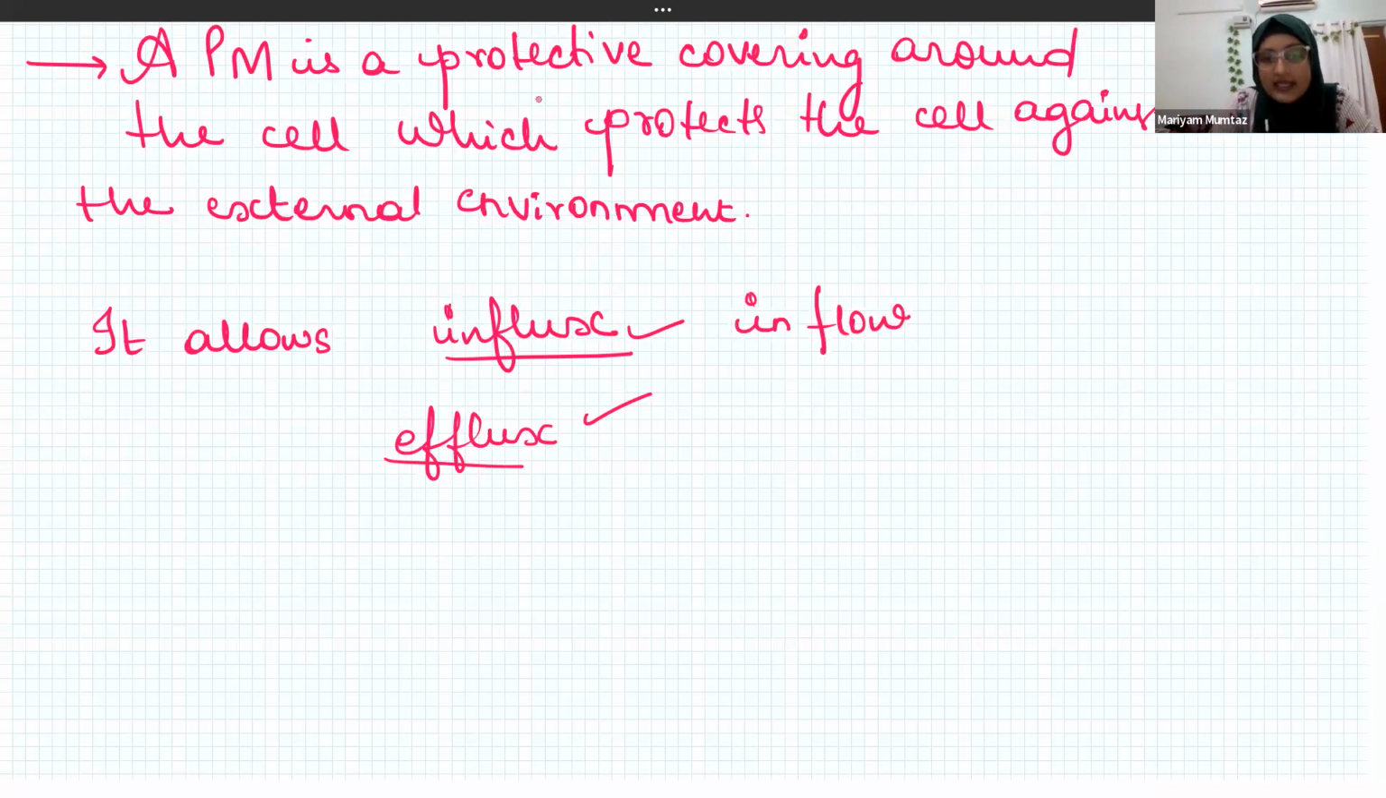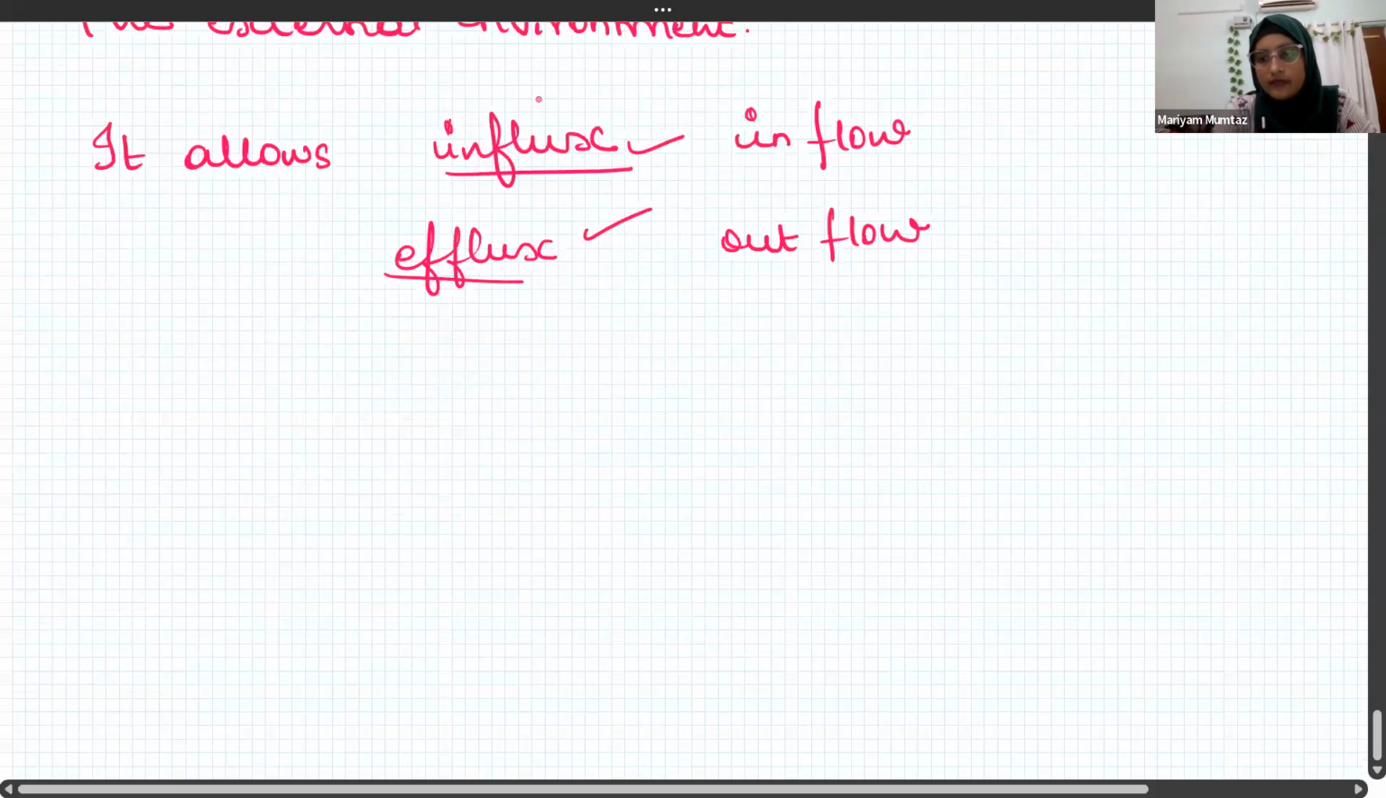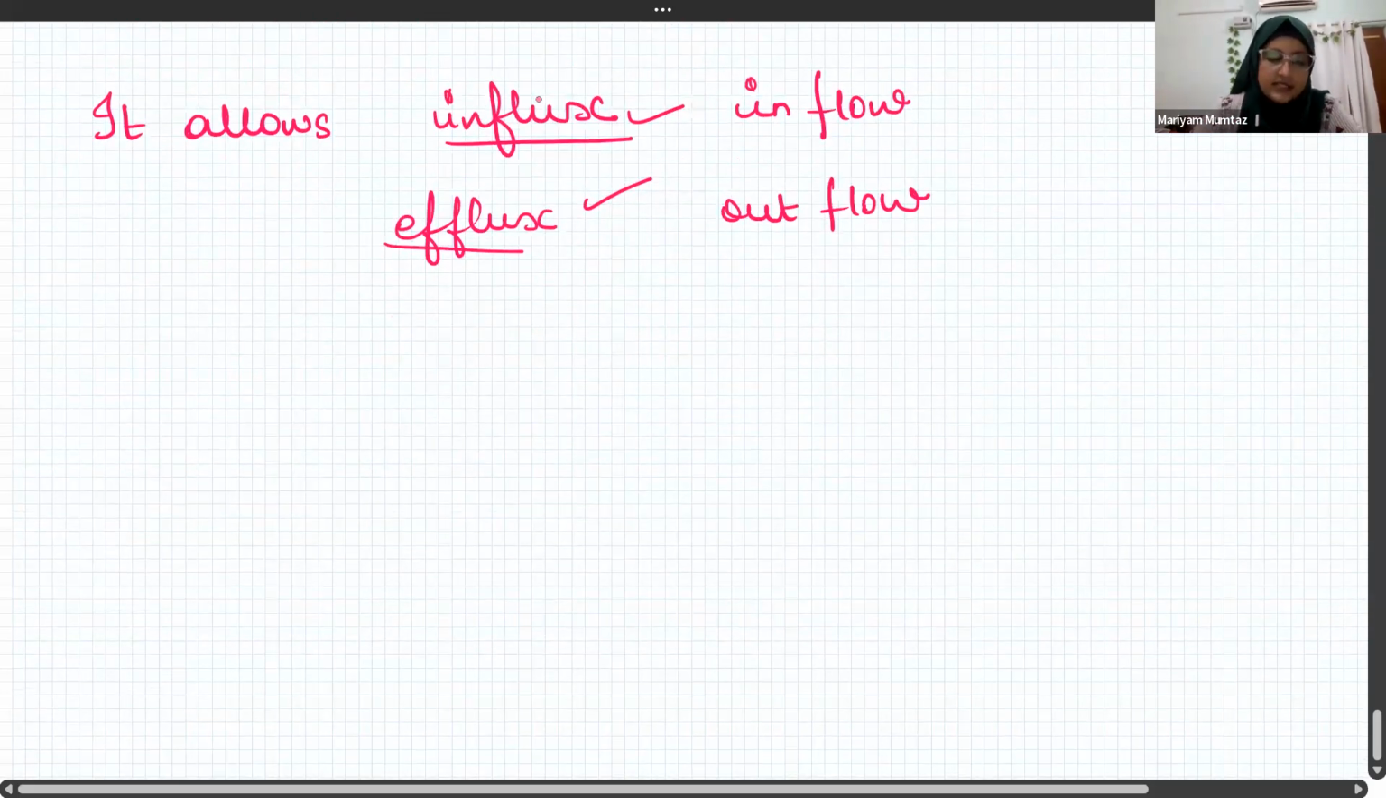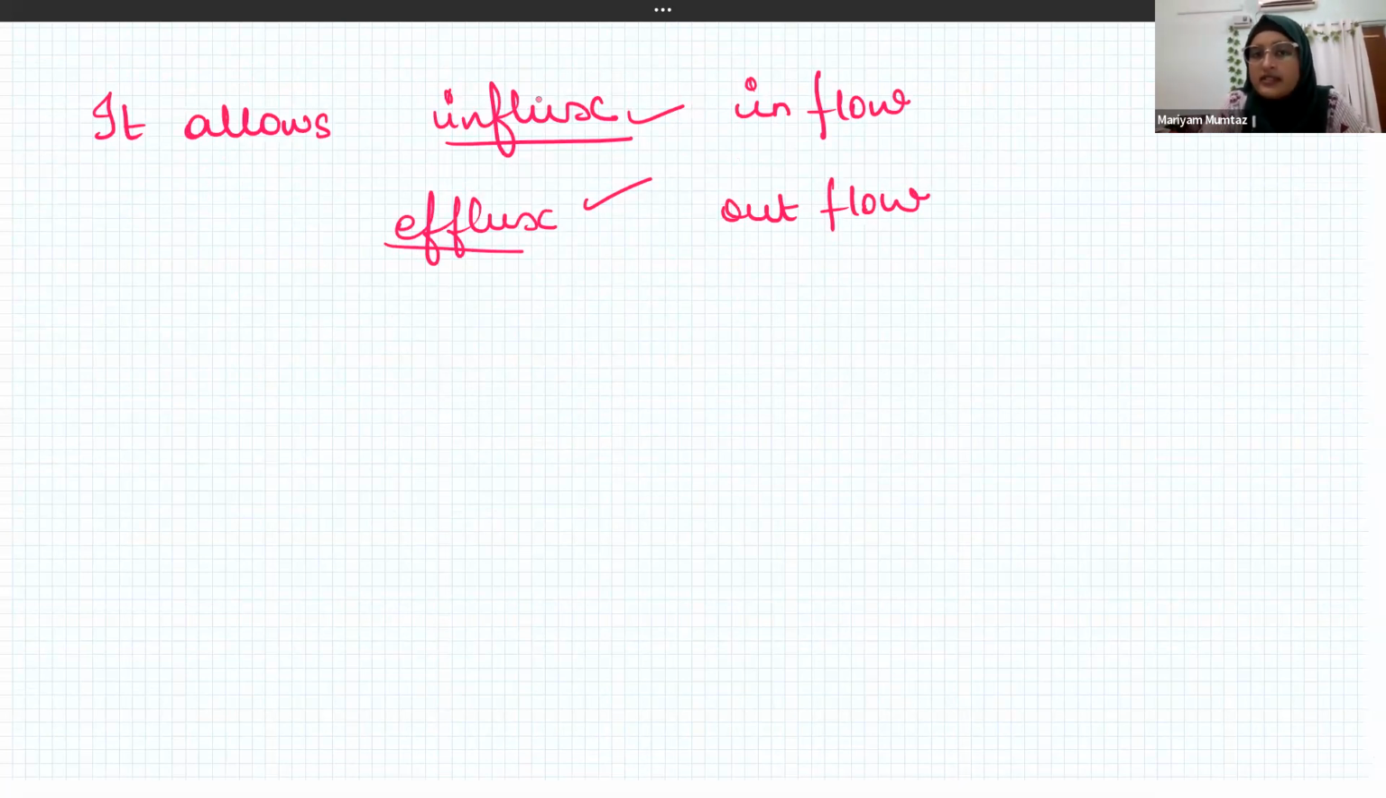Something is flowing inside, and efflux can also be known as outflow because something is flowing outside. Is this clear to you? Okay, very good. Now see, because of this particular property that the cell membrane is allowing the material to get inside, or it is allowing the material to go outside to be transported or to be excreted out, this whole process makes our plasma membrane semi-permeable.